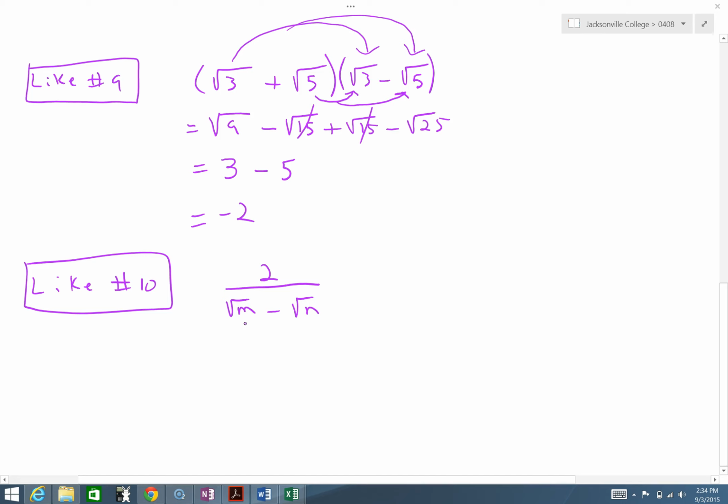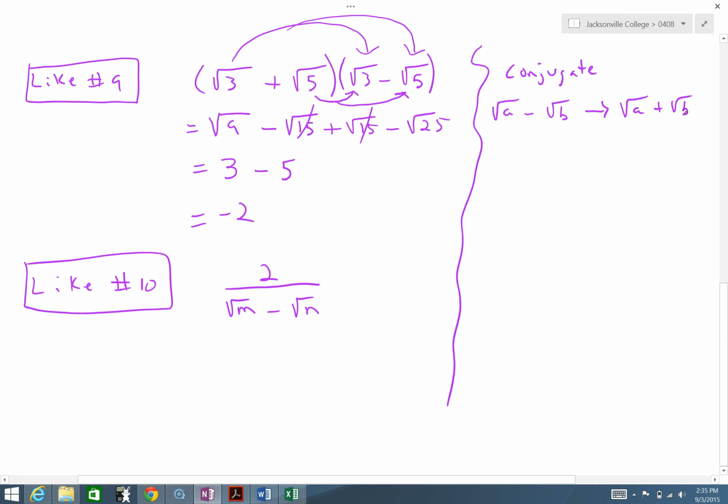But here we have two terms. When we have two terms, we're going to multiply by what's called the conjugate. The conjugate is going to be a binomial that will allow us to capitalize on difference of two squares. If we have square root of a minus the square root of b, the conjugate will be the square root of a plus the square root of b.